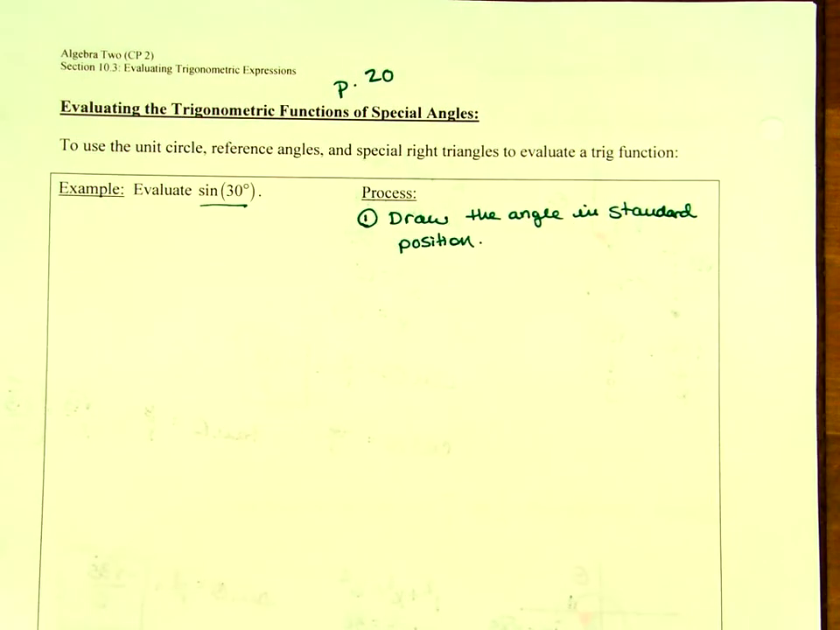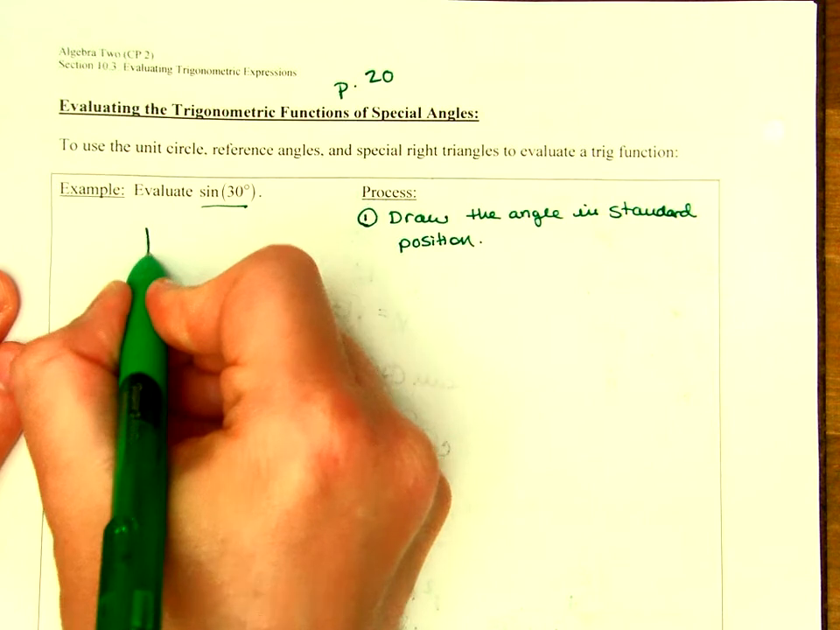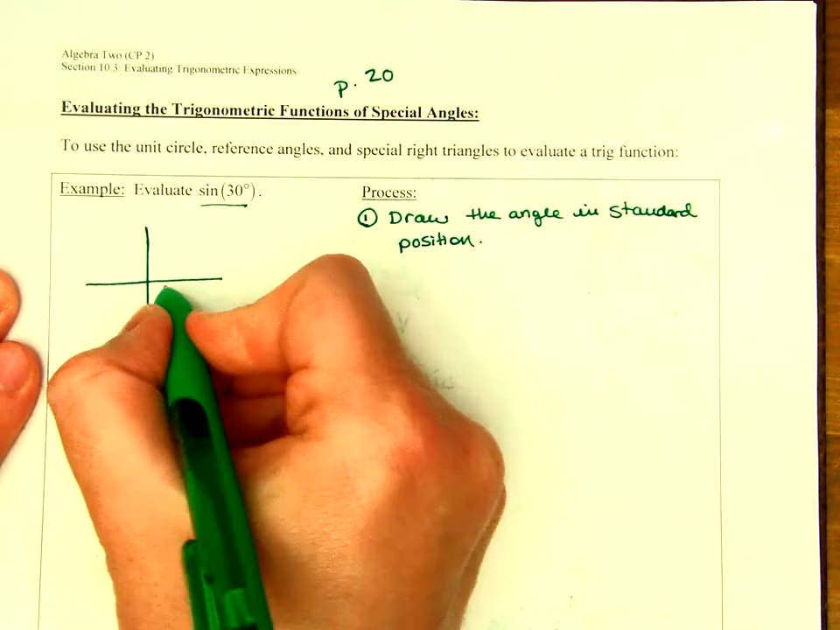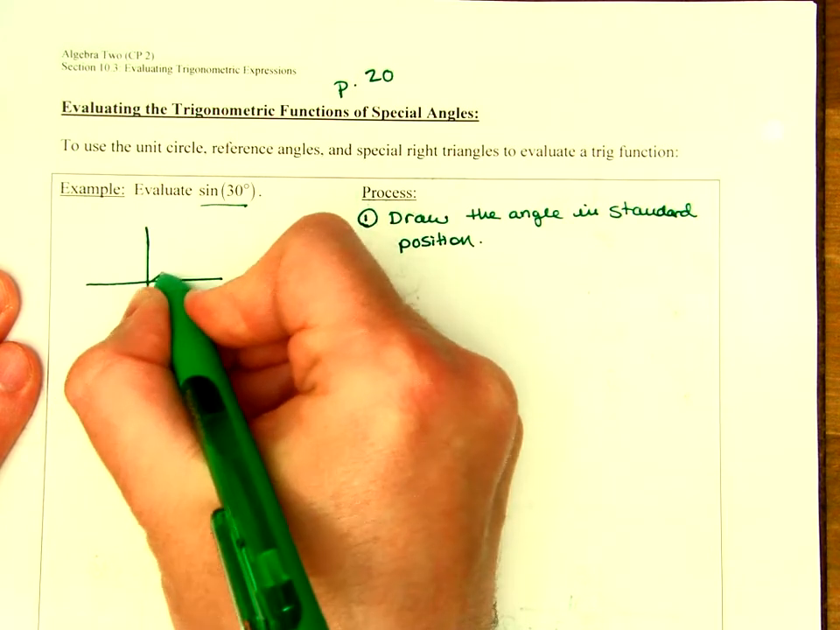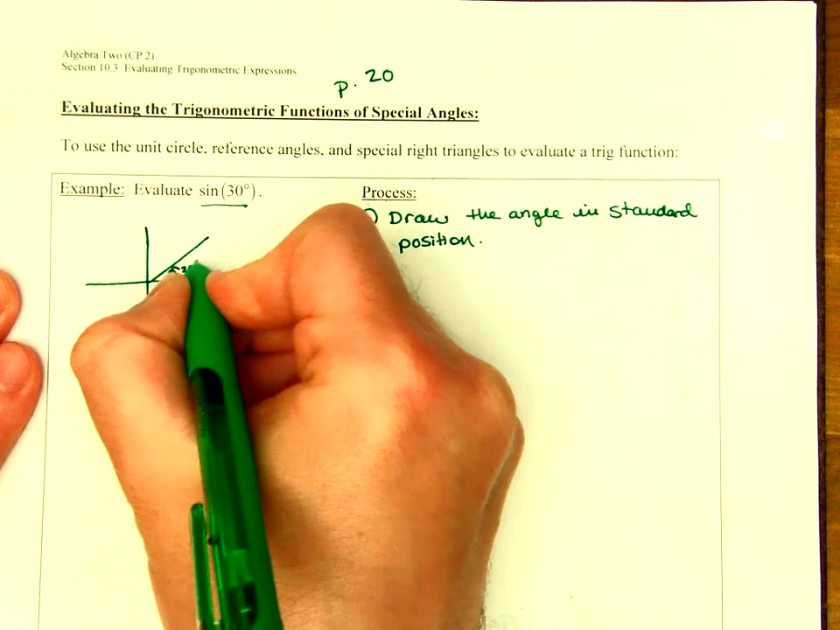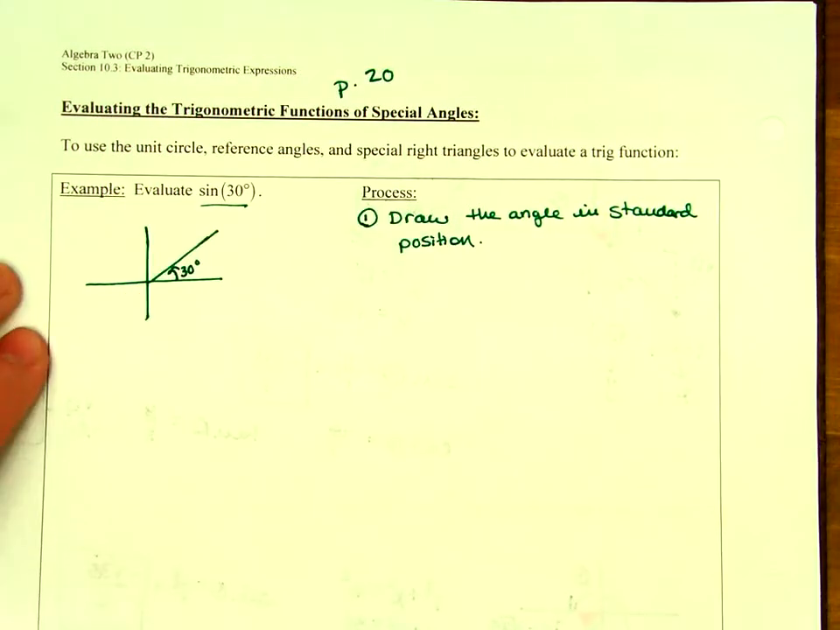The first thing that we need to do is draw our angle in standard position. So I'm going to put some little axes over here. I know that 30 degrees is just a spin over to here, so I'm going to do something like this. I'm going to mark that as 30 degrees. I'll go a little higher with that. And I've got my angle.